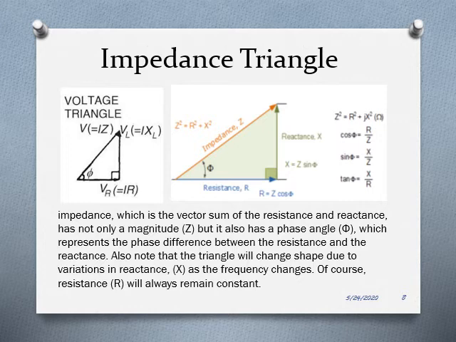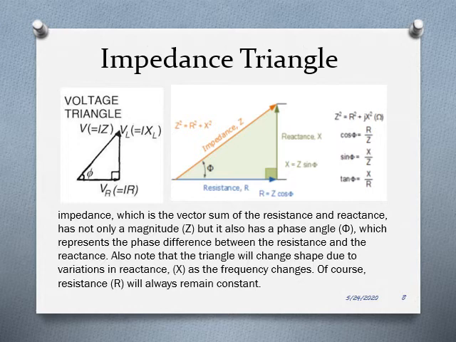From this figure, you can derive all the angles. If you take cos phi, you get R by Z. If you want to find sin or tan, you get it as X by Z or X by R. Now here, these angle calculations are important while you are doing problems.